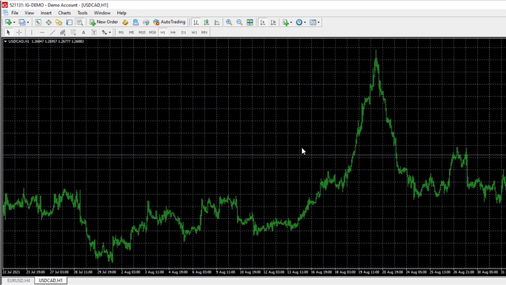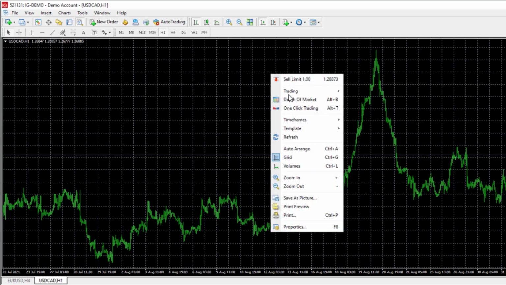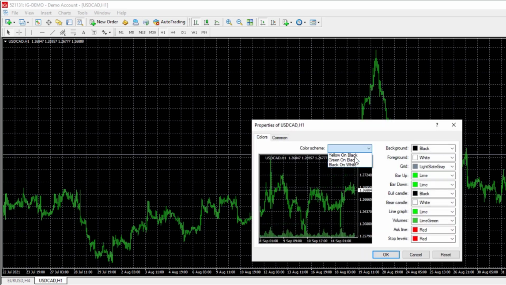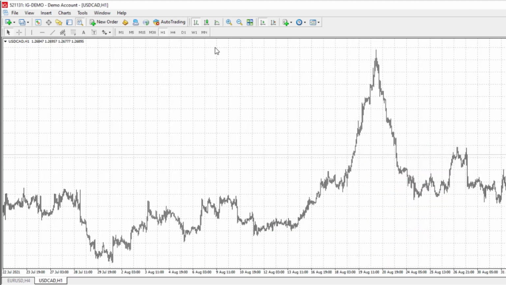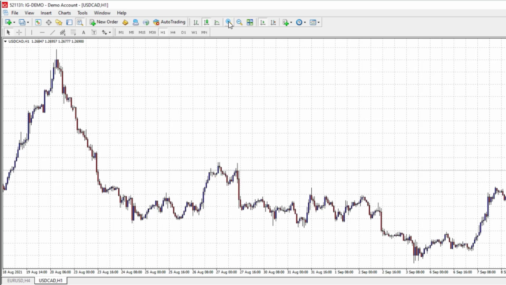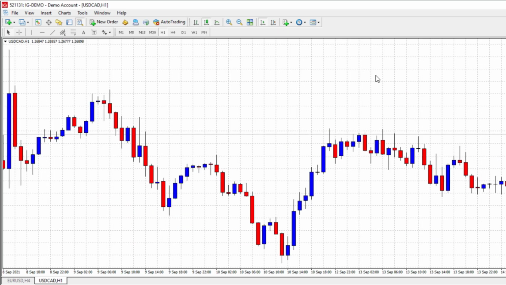So I just change it like that. And I don't like the standard black and green setup, so I normally go and change the properties of the chart. I say, let's start with black on white. Let's have candles that are going down be red ones, and the ones going up, the bull candles, be blue. Let's see what that looks like. We'll open it up. Yeah, that's starting to look more like a normal chart, isn't it?